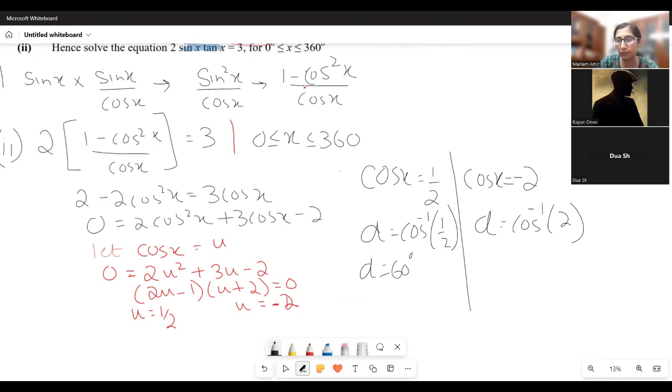We know the graph of cos, it never goes to 2. Where does the graph of cos go from and to? 1 and minus 1. So there's no value of x that will make cos x equal to minus 2. So this will be no solution. The calculator will say math error, and you will not write math error. You will write no solution.